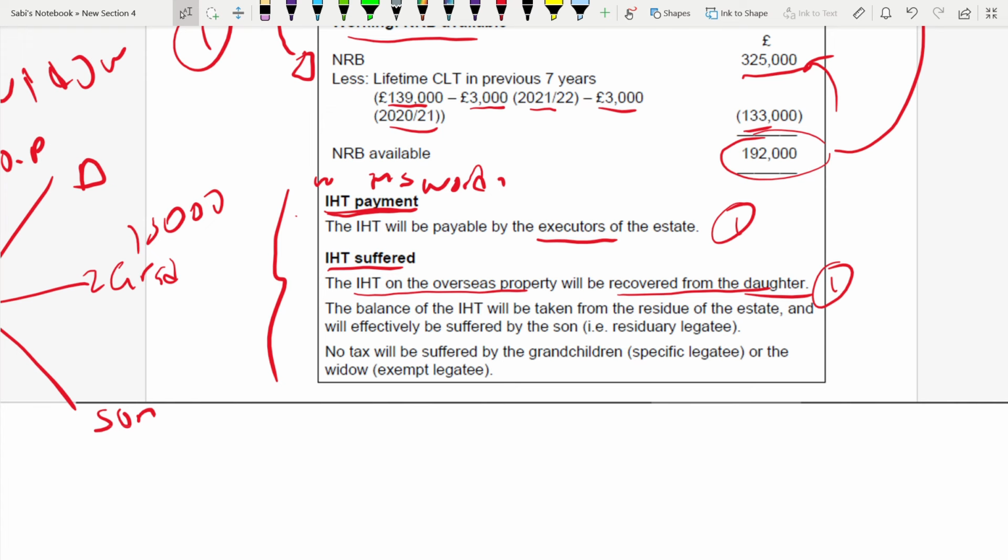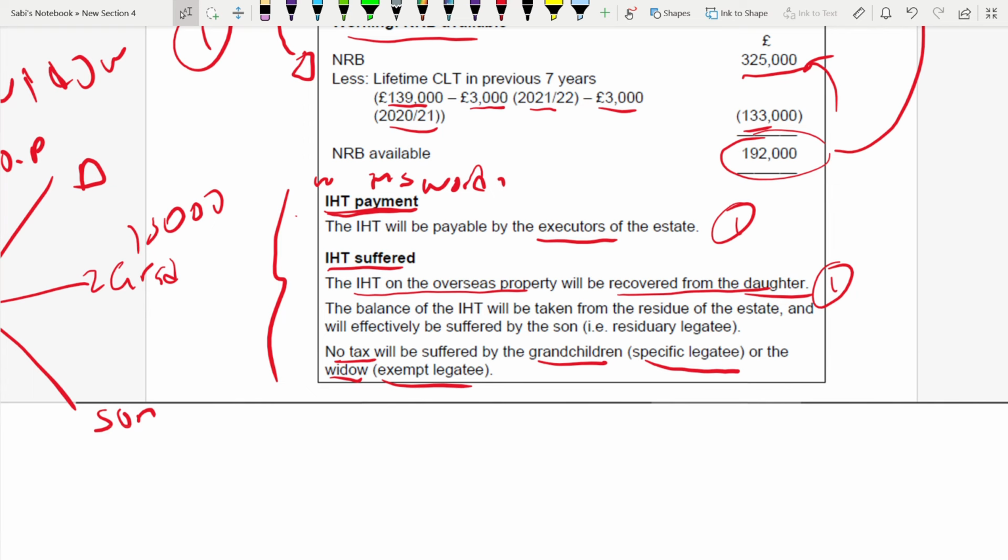What about the grandchildren? The grandchildren and the widow, no tax. No tax will be suffered by either the grandchildren or the widow. Why the widow? Because the widow is an exempt legatee. Why grandchildren? Because the grandchildren are specific legatees. Specifically they have mentioned this 15,000 will go to the grandchildren. So specific legatees and exempt legatees suffer no tax.